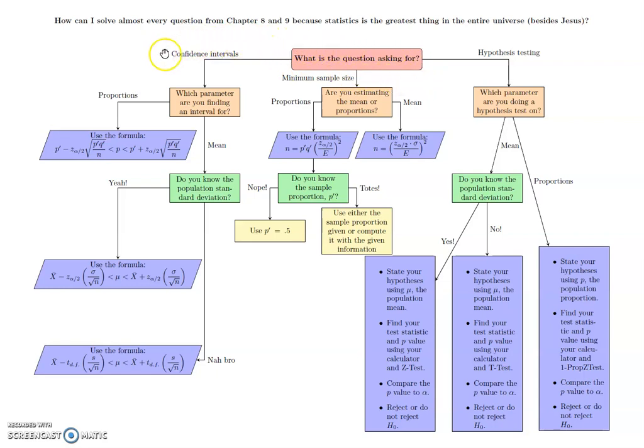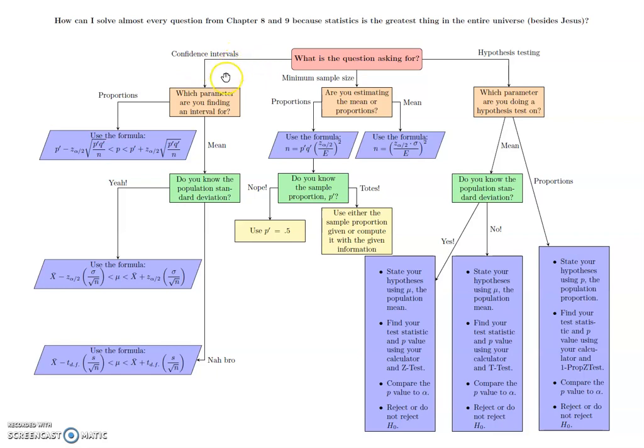So at first, are you asking something about confidence intervals? Am I saying at 90% confidence or 95% confidence? What is the confidence interval for this? Am I asking for minimum sample size? So, just what's the smallest sample size necessary? Or am I doing hypothesis testing? Am I testing some type of claim at an alpha level? So depending on which type of question you're asking, you're going to follow through this flowchart here. So let's look at confidence intervals.